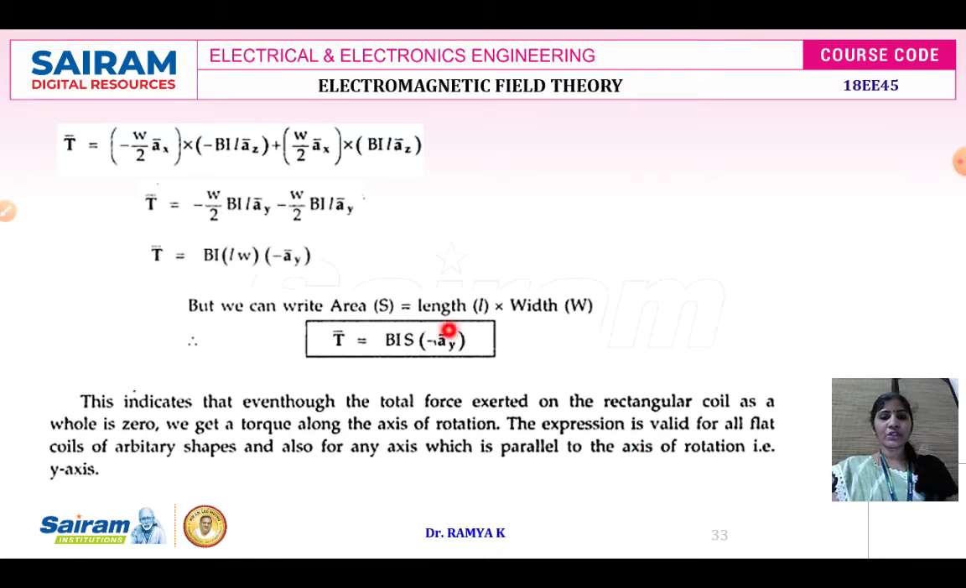And this expression is valid for an arbitrary shape of the coil, that is, a rectangular coil or square coil. Only under such conditions is this torque equation valid. That torque equation is valid only when you consider an arbitrary shape of the coil.